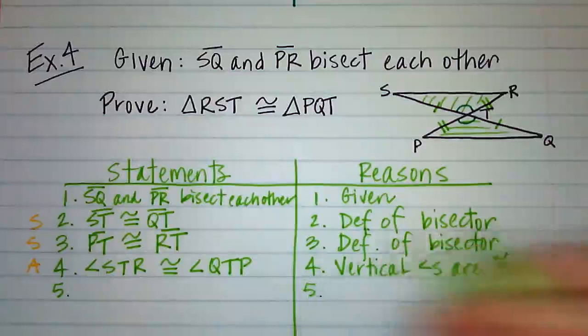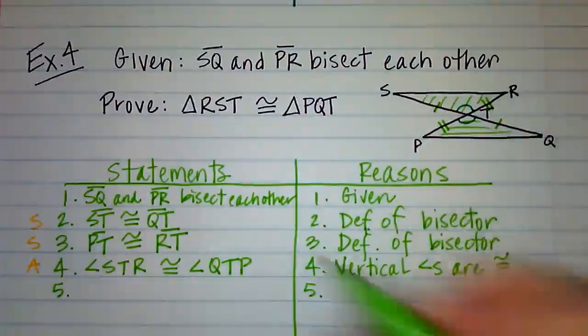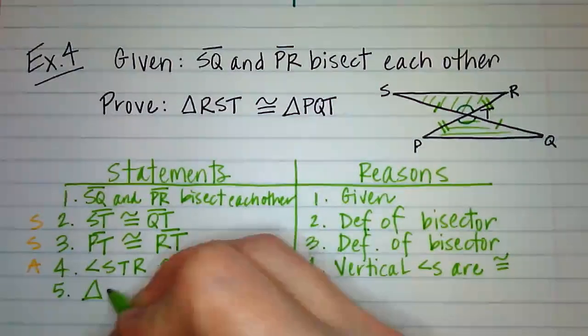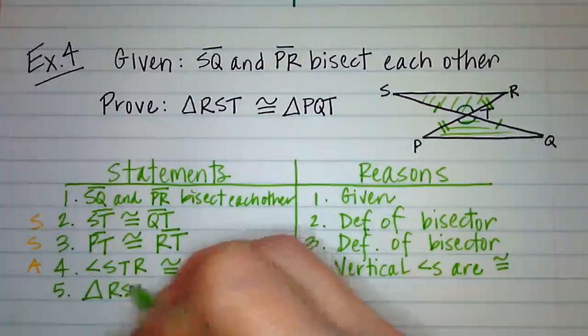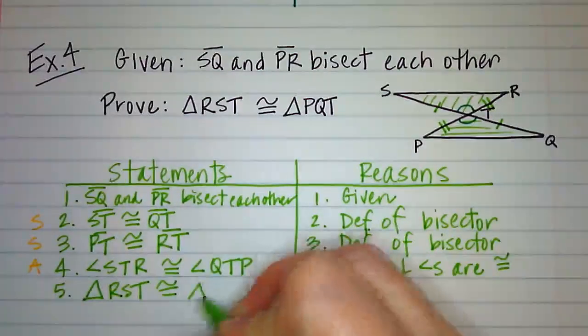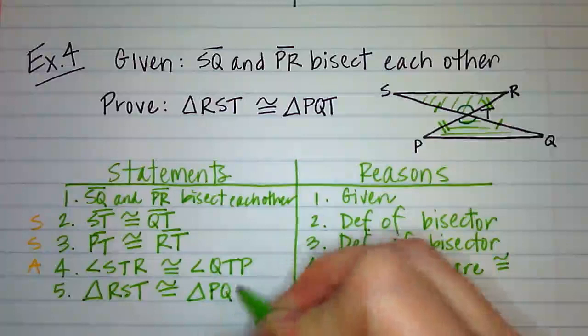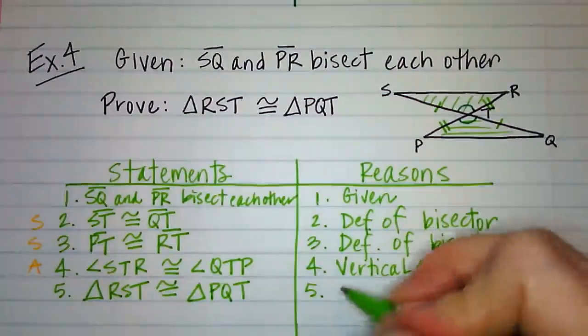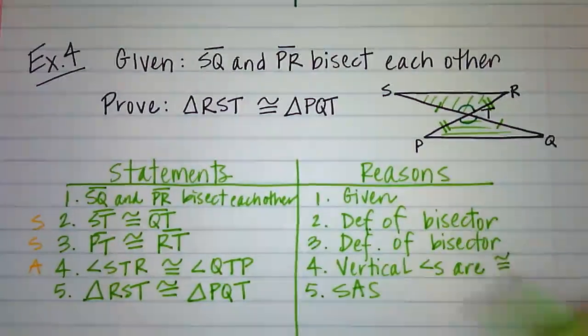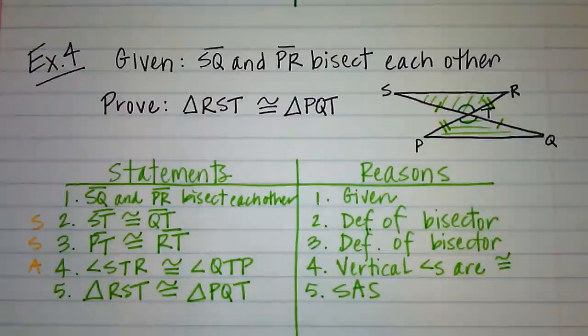All right, so now I'm just going to copy over my statement here. So triangle RST is congruent with triangle PQT, and the reason is side, angle, side. All right, so that gives you 2 more examples on writing 2-column proofs to prove triangles are congruent.